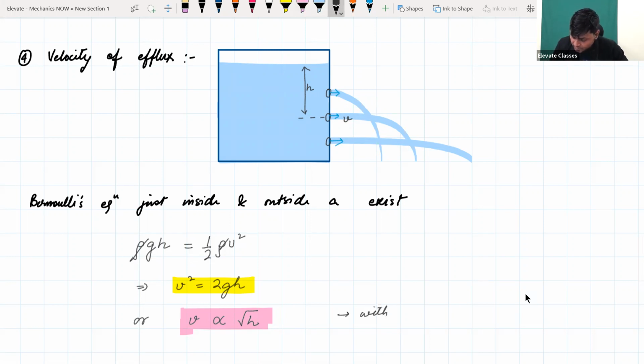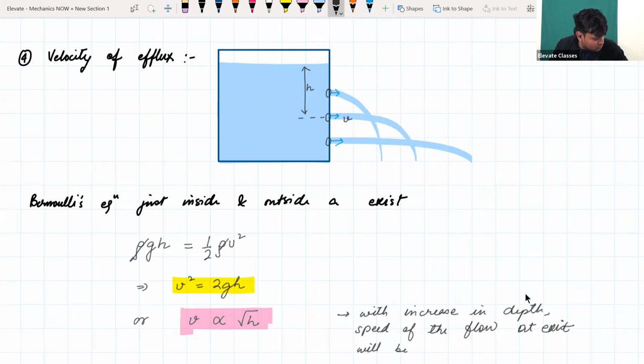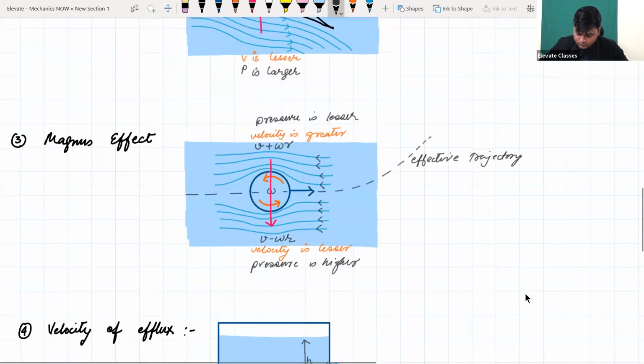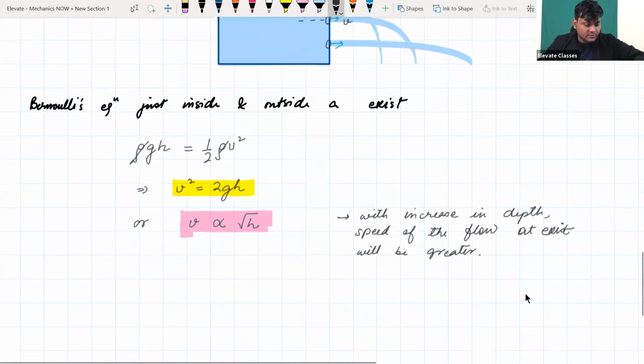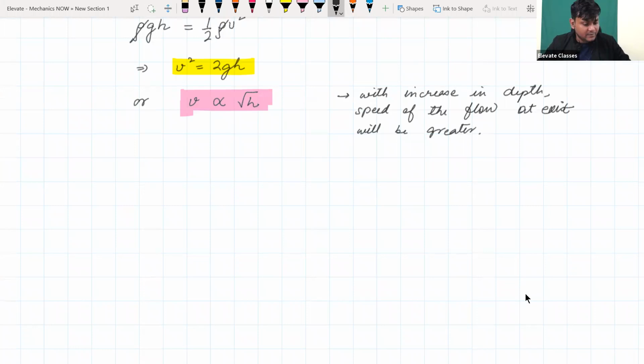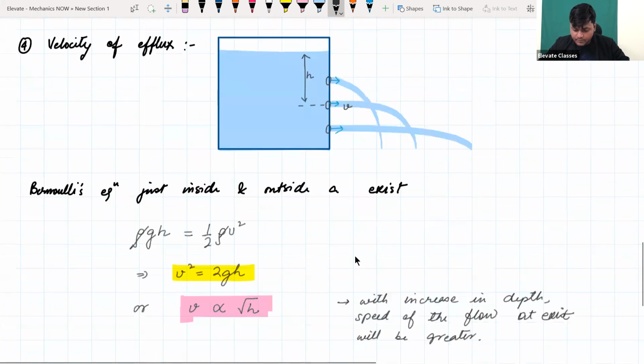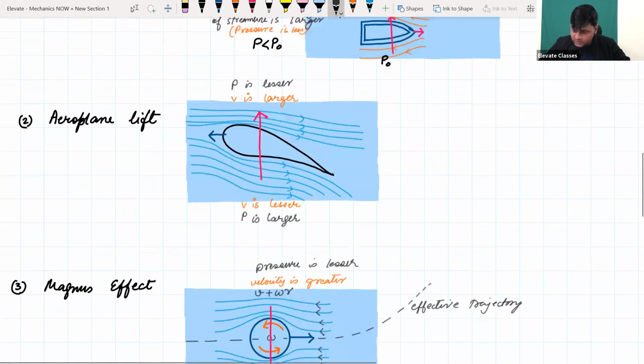With increase in depth, speed of the flow at exit will be larger. All right, so these are some of the concepts associated with the Bernoulli's theorem. Let me give you a couple of questions so that you'll get a little bit of an idea of how to solve problems. ठीक है, मैं कुछ problems दूँ आपको?